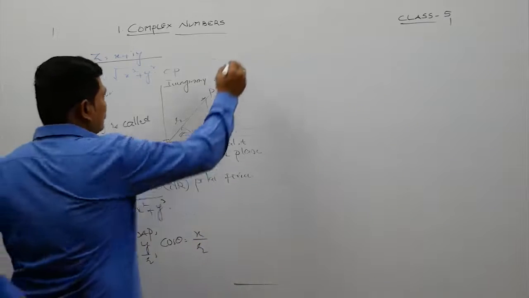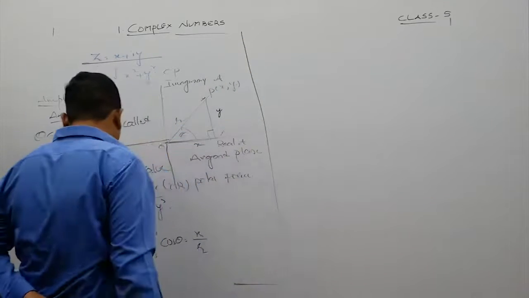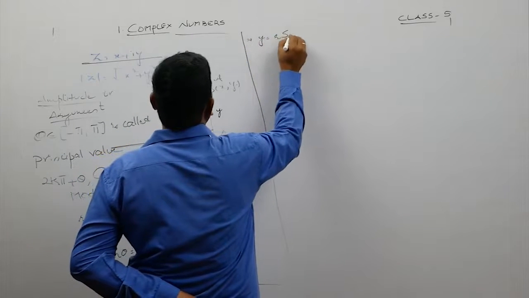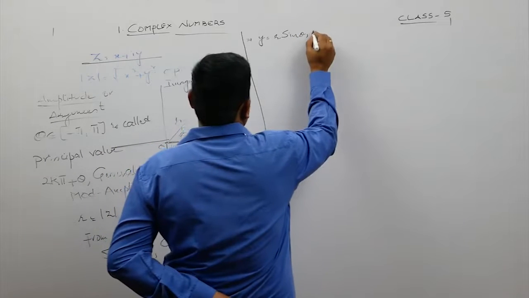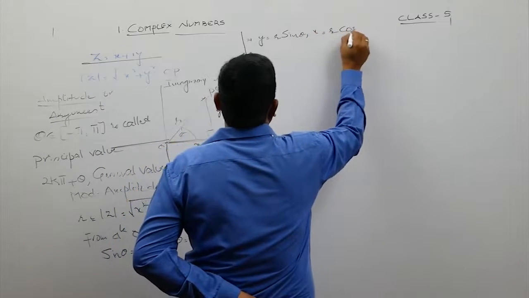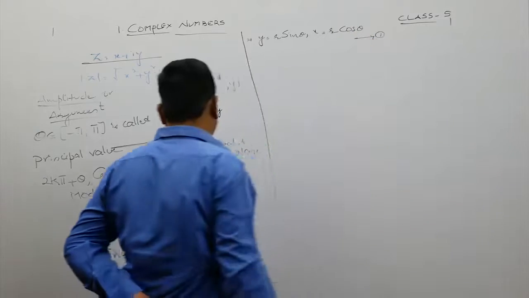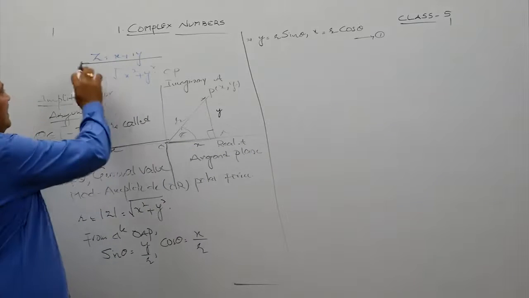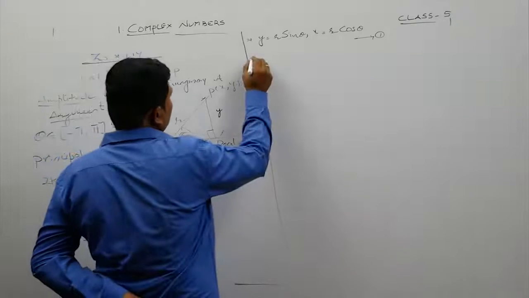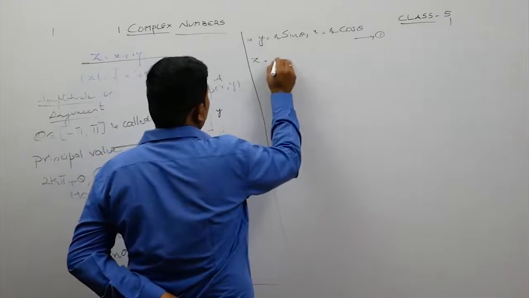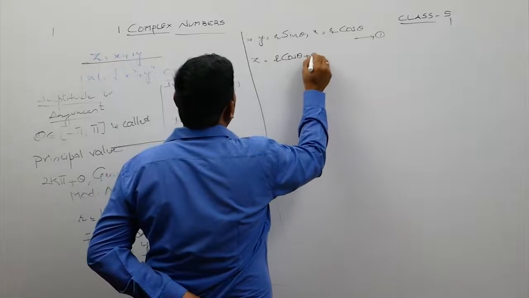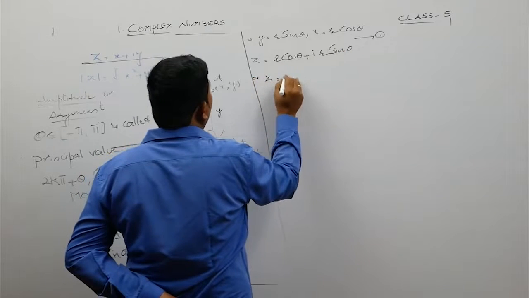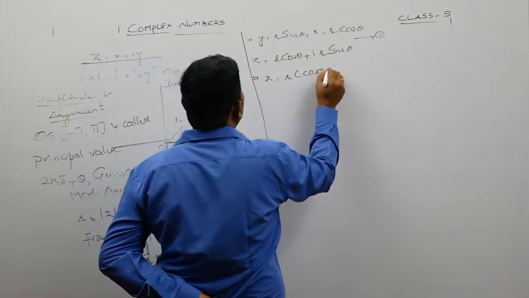Now, from these, y is equal to r sin theta, as well as x is equal to r cos theta. You call this equation 1. Now substituting these values in z is equal to x plus iy, we notice that z is equal to, in place of x, r cos theta, plus i into r sin theta. So this implies z is equal to r into (cos theta plus i sin theta).